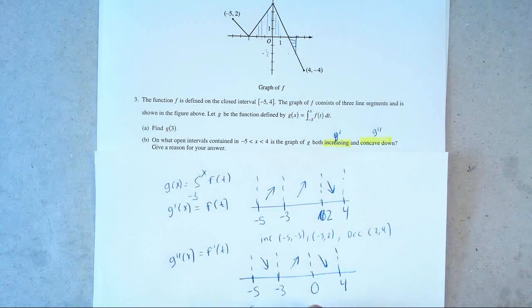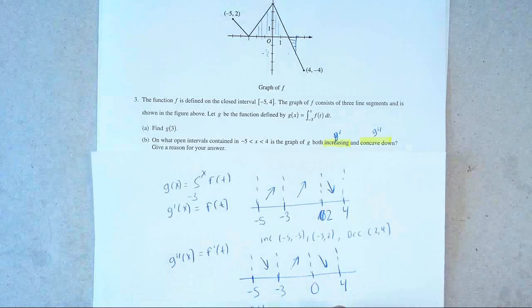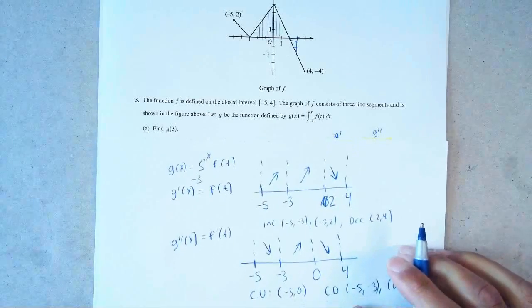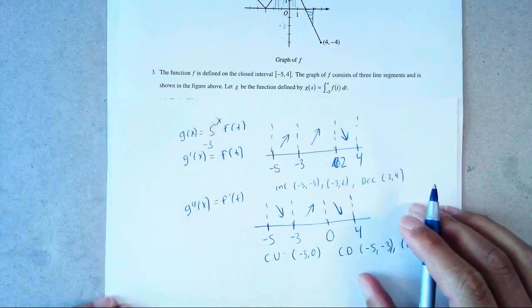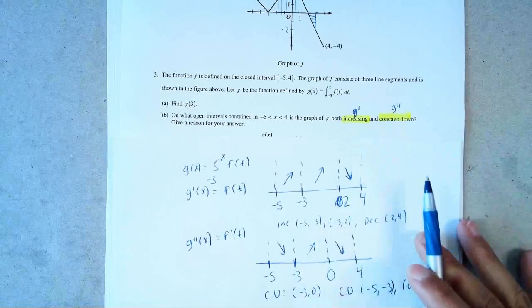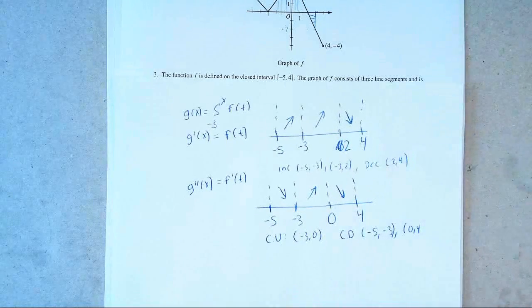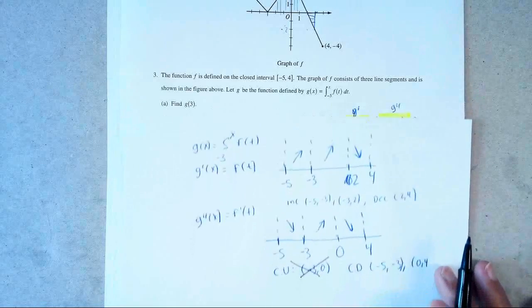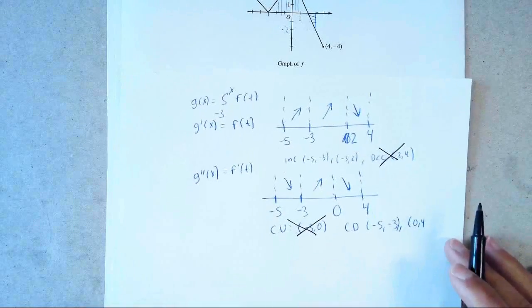So then I can say concave up, because of the second derivative, from -3 to 0, and concave down from -5 to -3, but also 0 to 4. So once you have these values, you go, okay, well, what was the question asking me? The question was asking me, when is it concave down and increasing? So I don't really care about this concave up anymore. And I also don't really care about when it's decreasing.